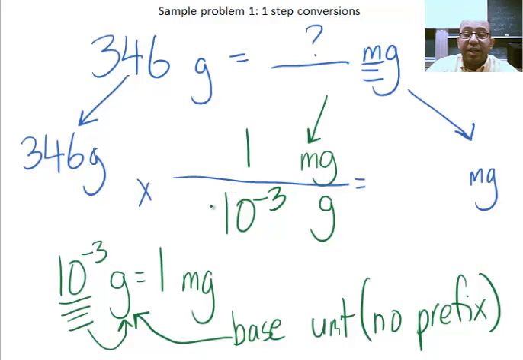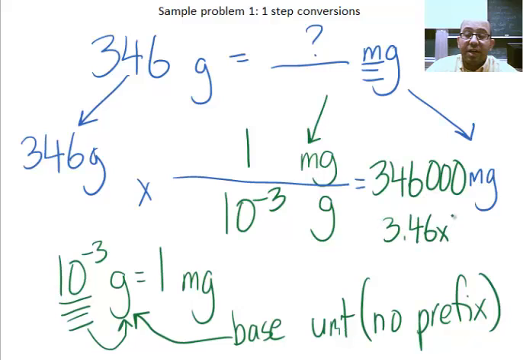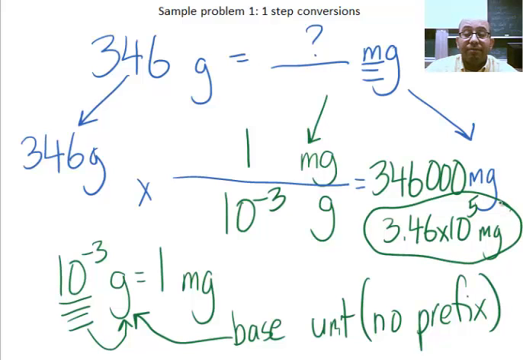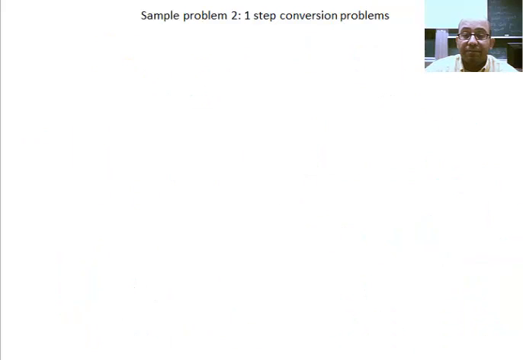Now, when you see that this 10 to the negative 3 is on the bottom of the fraction, that means when we divide by it, when you divide by 10 to the negative 3, you move the exponent in the right direction. So we're moving it 3 times to the right, so it's 346,000. Now you could write this in scientific notation, 3.46 times 10 to the 5th milligrams. And then you would circle your answer, and then you would receive full credit. So let's try another one.